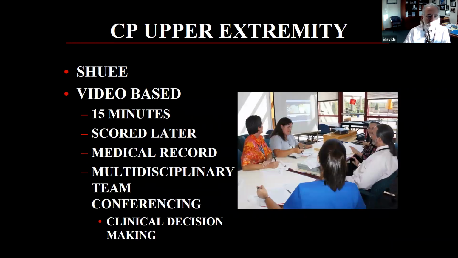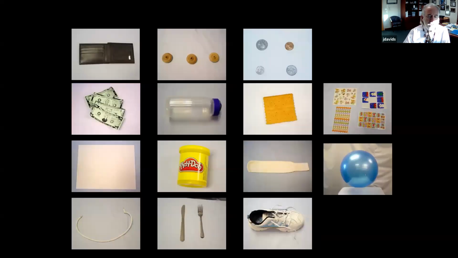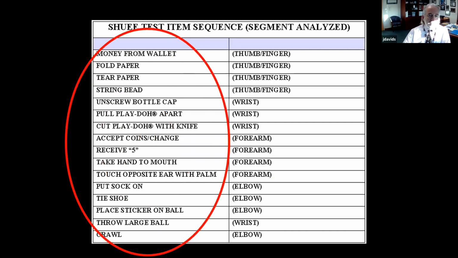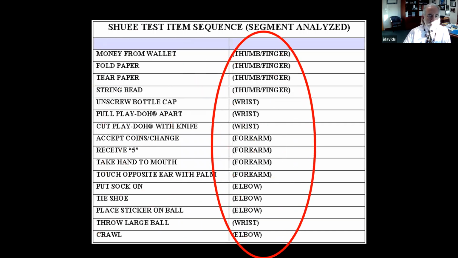The SHU is a video-based test. It takes about 15 minutes to perform. It's scored later. The scoring takes longer than performing the test. It becomes part of the subject's medical record, and we use it to guide conferences with a multidisciplinary team for clinical decision-making and establishment of a plan of care. The tool uses 14 inexpensive, easily obtained items and 16 tasks that were selected to look at specific movements and function of different segments of the upper extremity.